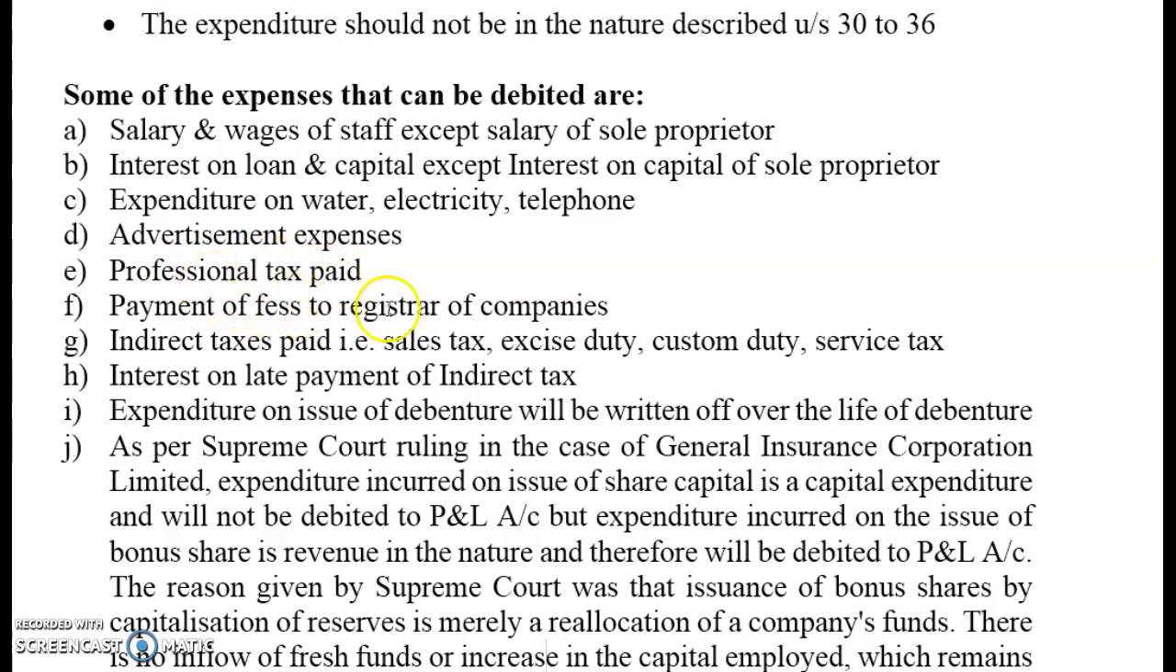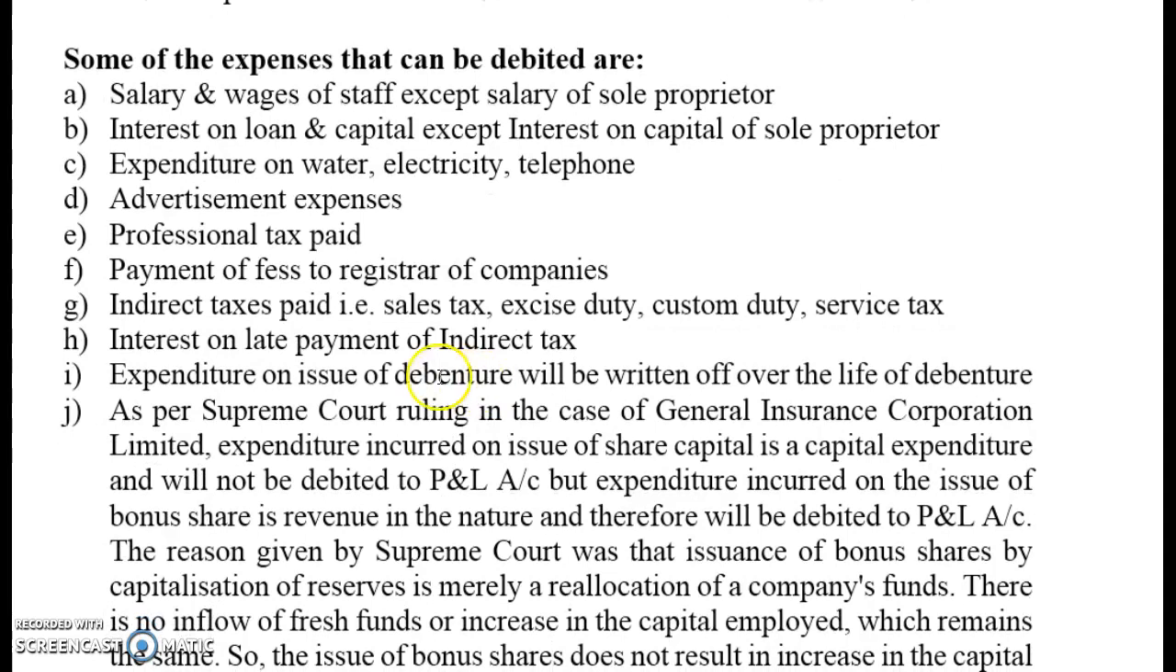Then payment of fees to the registrar of companies, all your indirect taxes paid, even the interest on late payment of indirect taxes. Interest on late payment is allowed, but penalty is not allowed. Always remember, penalty is not allowed, but interest on late payment is allowed to be debited. Then expenditure on issue of debentures will be written off over the life of the debenture. So this is also allowed.